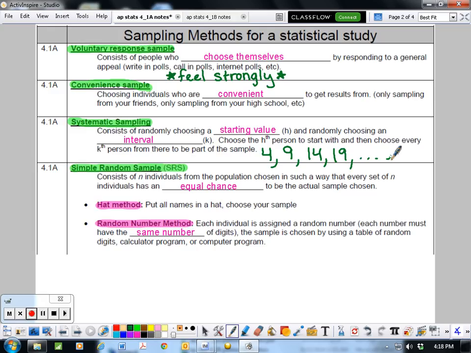And as long as you are truly randomly picking a starting value, randomly picking an interval, it's really not a bad way to go. But there's some issues with that, and we'll talk about them a little bit.